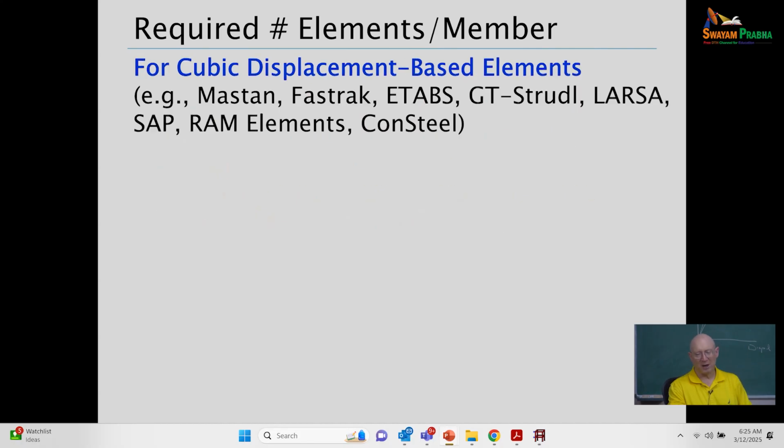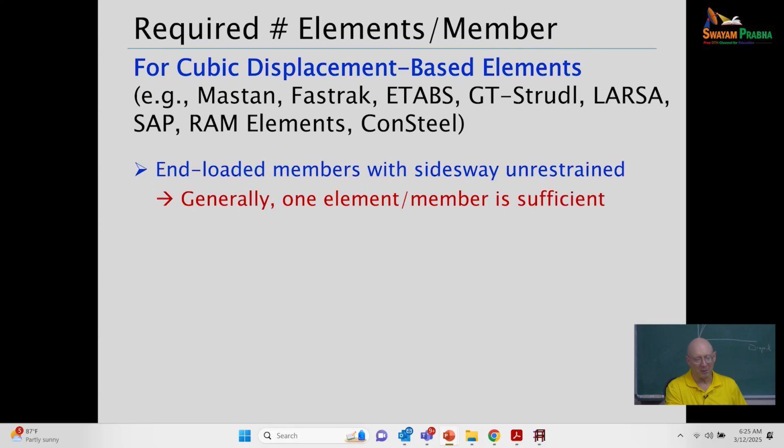Cubic displacement elements, so MASTAN is cubic, FastTrack, ETABS if you use the right menu options, GT STRUDL, LARSA, SAP, RAM Elements, Consteel. Those are at least a lot of the programs I'm familiar with. Those all have cubic displacement based elements in them, or cubic Hermitian elements.